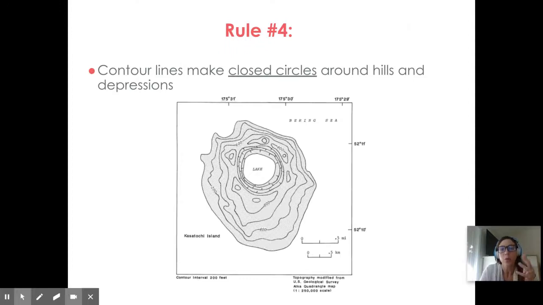Our fourth rule, we've got 2 more to go. Contour lines make closed circles around hills and depressions. They make closed circles, sometimes called concentric circles, and you can find the top by finding the innermost circle.